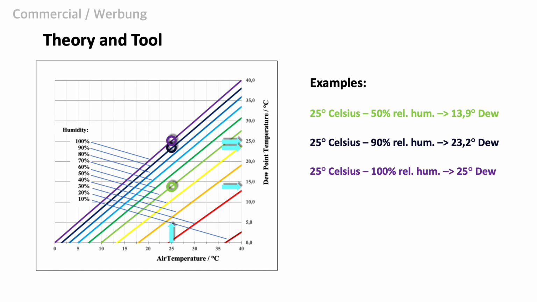In a second example, we assume 25 degrees air temperature and 90% humidity, which corresponds to the dark blue line. In this case, the dew point temperature would be already 23.2 degrees, which comes close to the air temperature. As a general rule, we can assume that with higher humidity, the dew point temperature comes closer and closer to the air temperature. It's no surprise that at 100% humidity, the dew point temperature is equal to the air temperature.